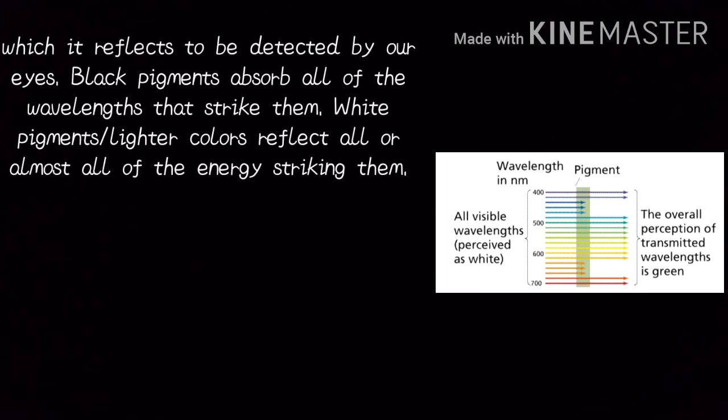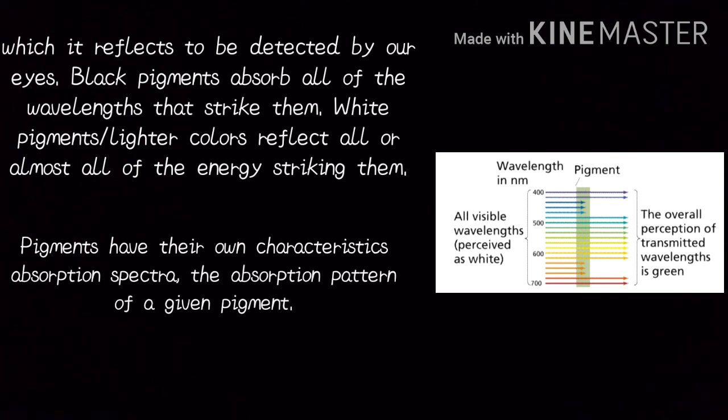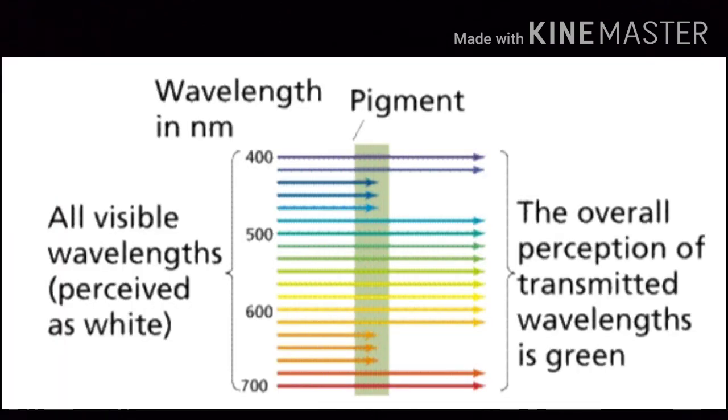Black pigments absorb all of the wavelengths that strike them. White pigment or lighter colors reflect all or almost all of the energy striking them. Pigments have their own characteristic absorption spectra, the absorption pattern of a given pigment. Absorption and transmission of different wavelengths of light by a hypothetical pigment.